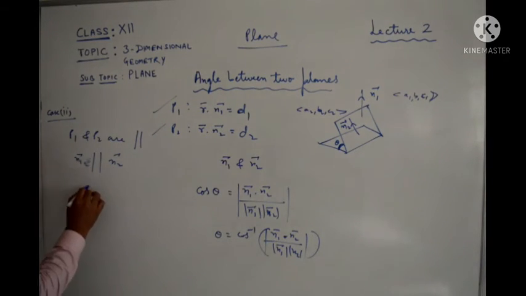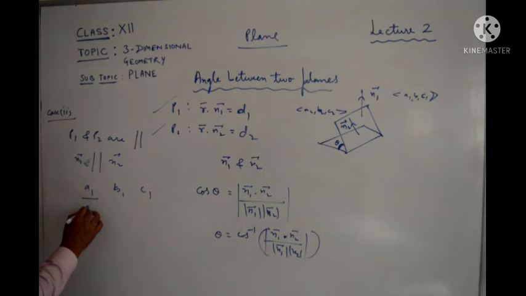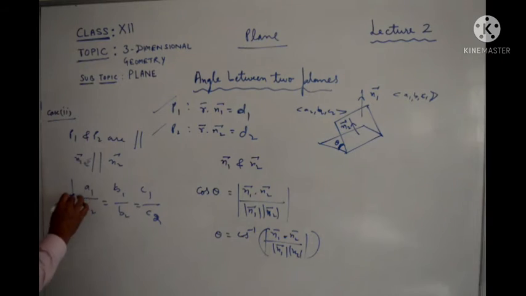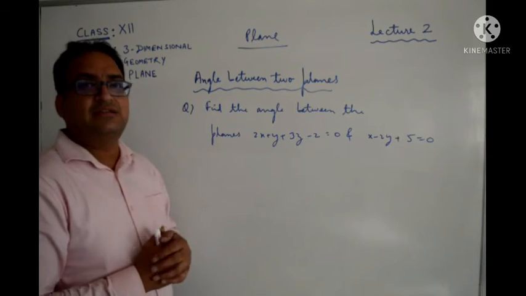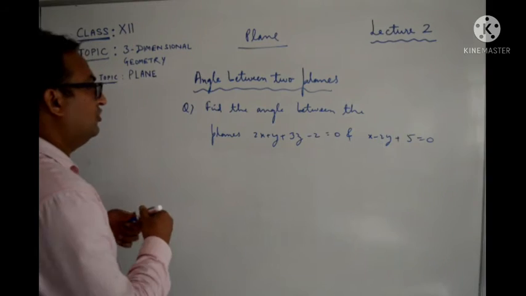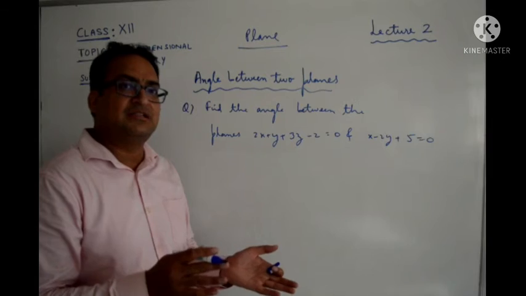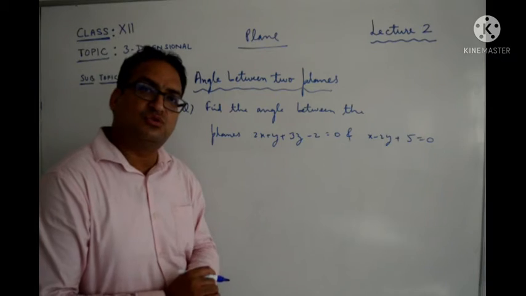So the direction ratios of the first normal vector a1, b1, c1 are going to be in proportion to the direction ratios of the second normal vector, a2, b2, c2. This is the condition by which we can say that the two planes are parallel. Now a question based on this article: the equations of two planes are given and we have to find the angle between those two planes. As we know, the angle between the two planes is the same as the angle between their normals. So first we will find the normals to the two planes and then find the angle between those two normals.